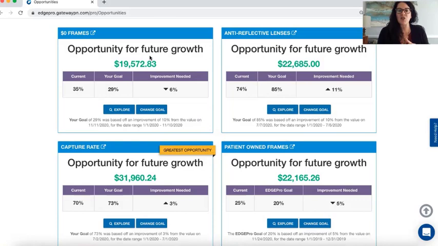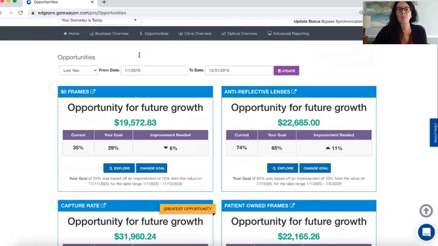If we take a look at patient-owned frames, our current average is 25%. If we strive to have a 5% improvement and get us down to 20%, that change alone is going to generate $22,000. So between the two, we're looking at close to $41,000. Small incremental changes. So let's take a dive a little further.